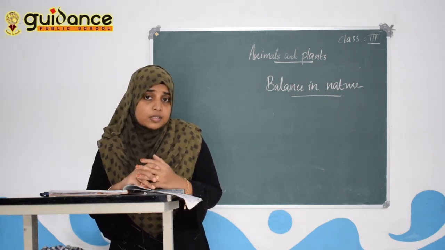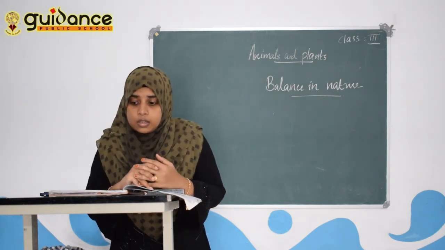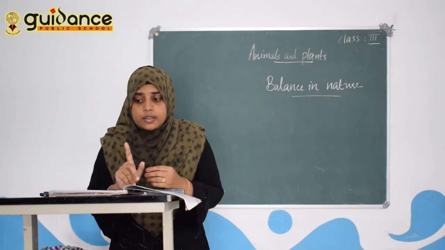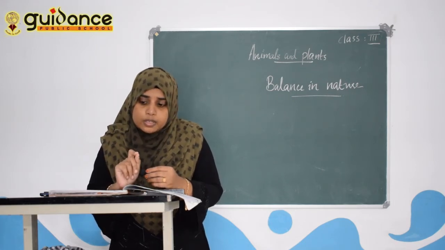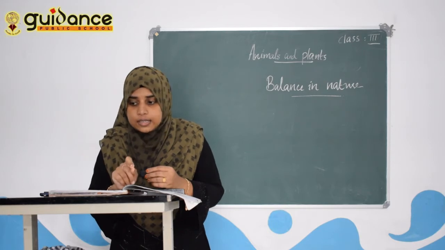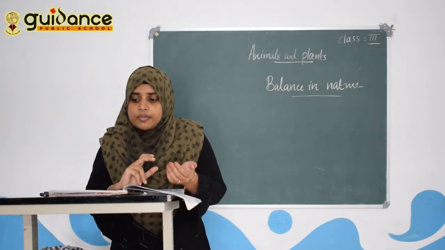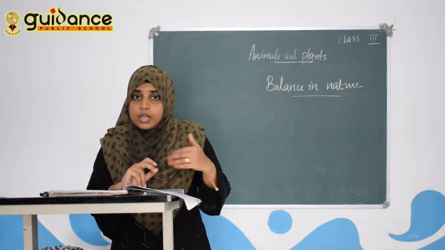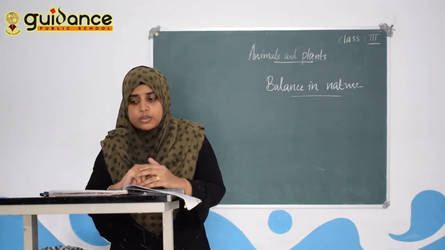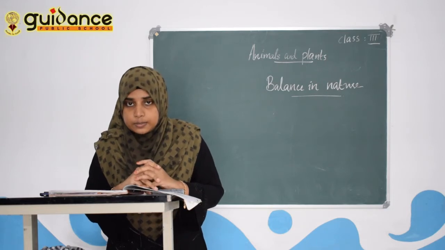How does this balance get disturbed? First, when there are too few animals of a kind, such as the tiger, this balance gets disturbed. Also, when we cut down too many trees without planting new ones, this balance gets disturbed.